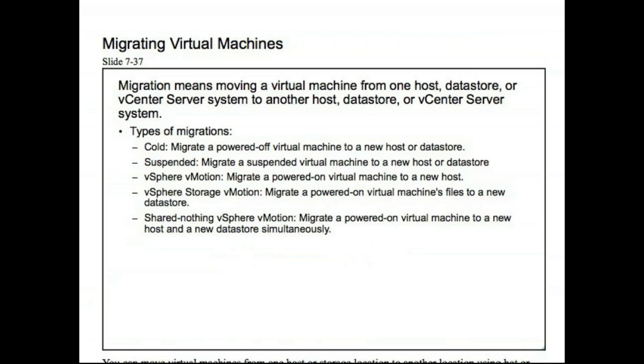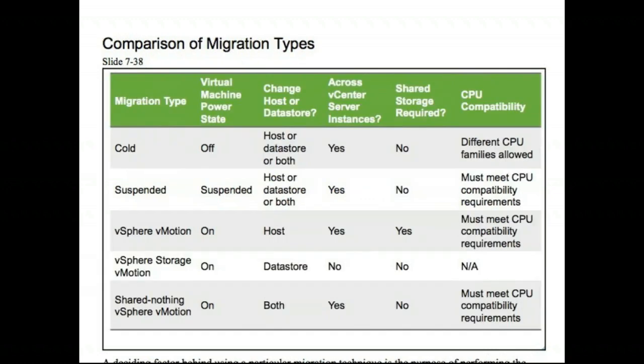Okay. So this is again just talking about the types of migration: cold, suspended, vMotion, storage vMotion, and then from 6.5 onwards there is a new feature that has been introduced, called shared nothing vSphere vMotion. I will tell you more about this in a while, why it is there. So let's look at this chart first.